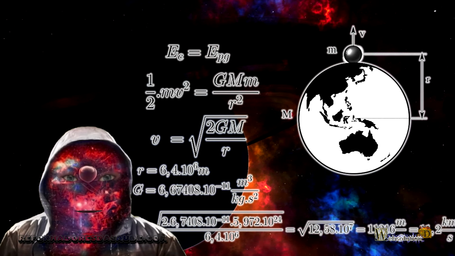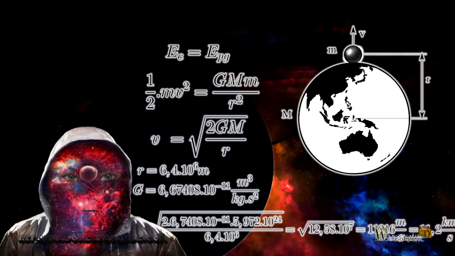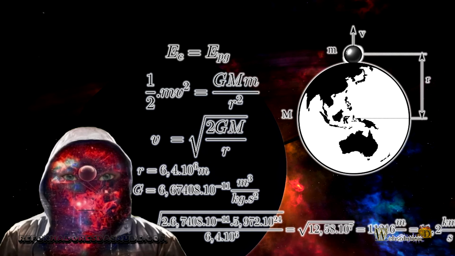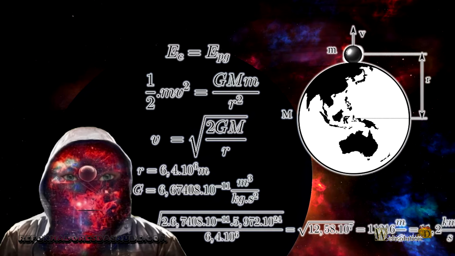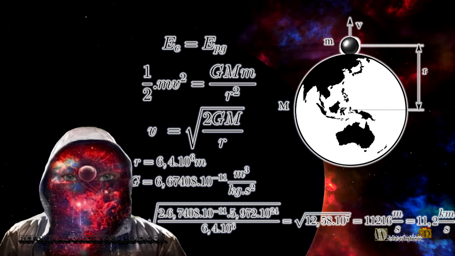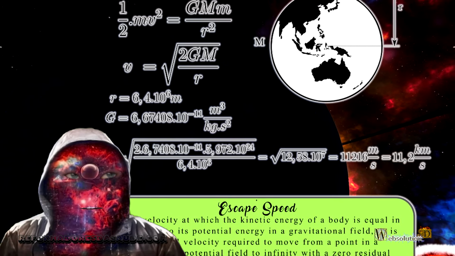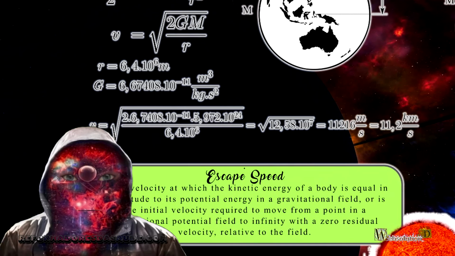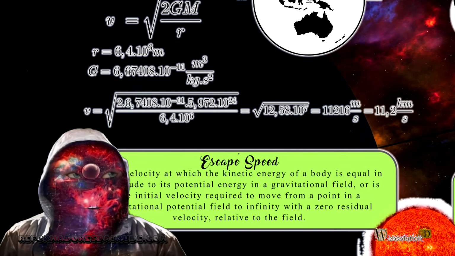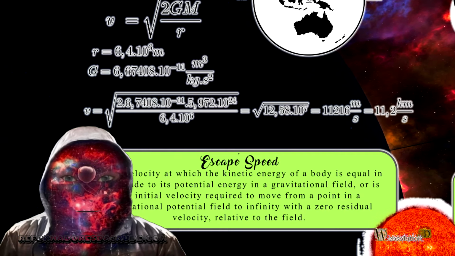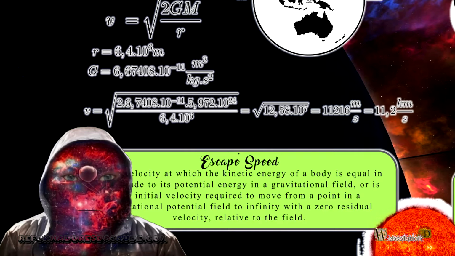Imagine that the Earth has no atmosphere, because the atmosphere generates resistance to the movement of the bullet. We know the mass of the Earth, 5 times 10 raised to 24 kilograms. We know the average radius of the Earth, 6.4 times 10 to the 6 meters. Thus, calculating, we have that the escape velocity of a cannonball on Earth without atmosphere is 11.2 kilometers per second.